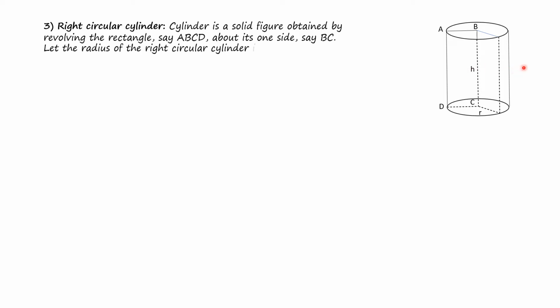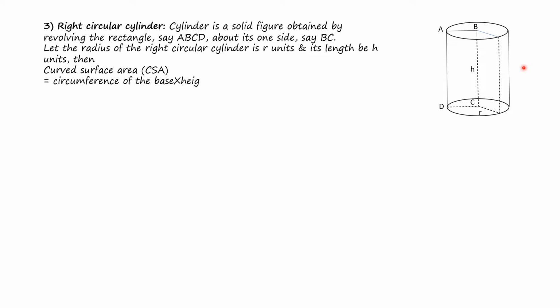Let the radius of the right circular cylinder be r unit and its height be h unit. Then the curved surface area, or CSA, is circumference of the base into height. Curved surface area means the total surrounding area. The surrounding surface area is called curved surface area. It is 2πrh square unit.